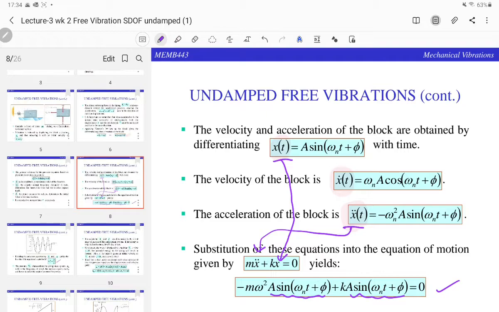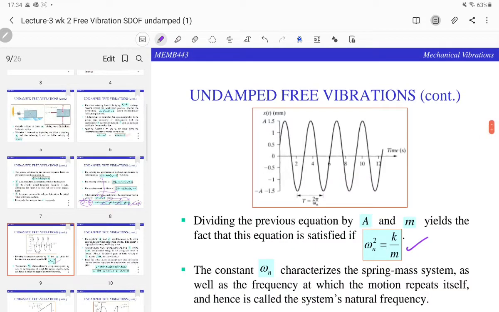Maybe I can show you this one. When you factor it out, you can bring both of these terms to the other side of the equation. So you get 0 divided by A sine omega n t plus phi. You will actually cancel it out. So what you have left is just negative m omega squared. You bring k to the other side, you get negative k, or you would have omega squared is equal to k over m. So that is what you have in this equation.